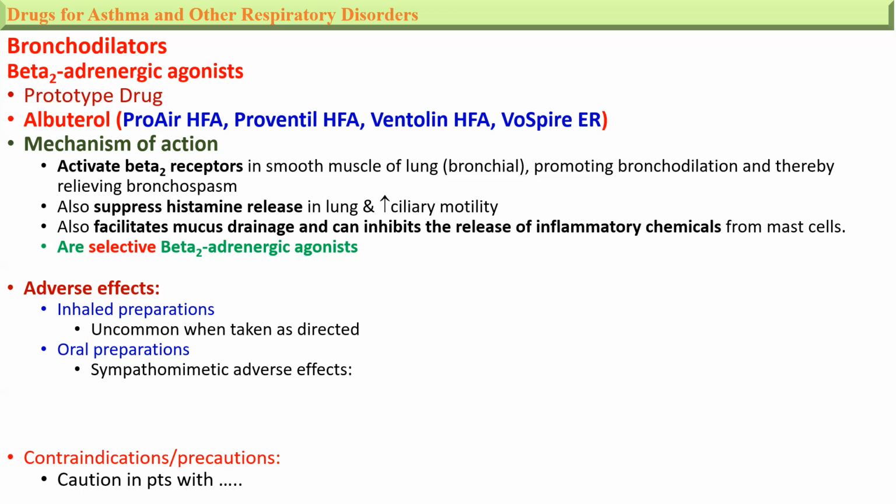The drug works as a beta agonist. It will activate the beta-2 receptors in the smooth muscle of the lungs or bronchi, so it will promote bronchodilation and thereby relieve the bronchospasm.